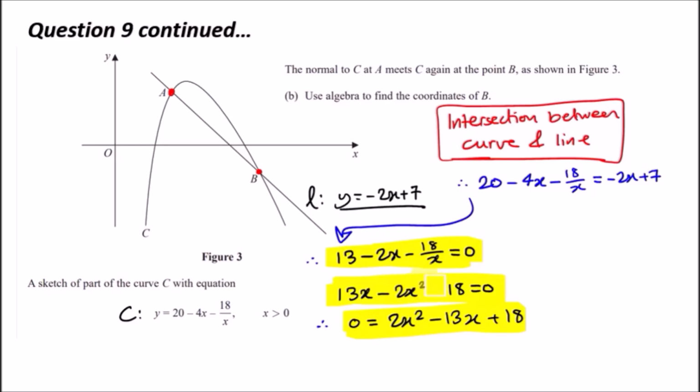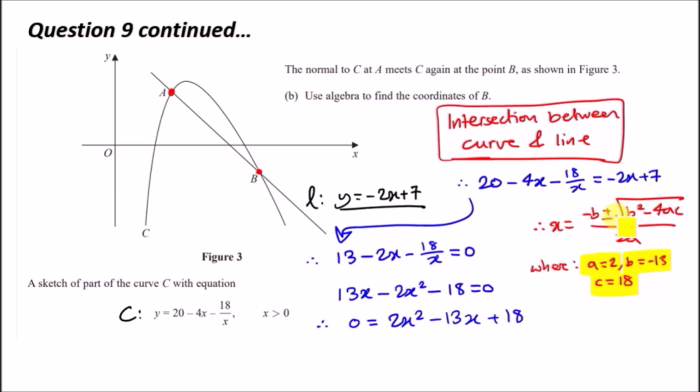So I move everything to the right side. So I get a positive 2x squared, negative 13x, and plus 18. And now, depending on what method you want to use, I use the quadratic formula because it's quick and easy, no risk. And you get to use a calculator.